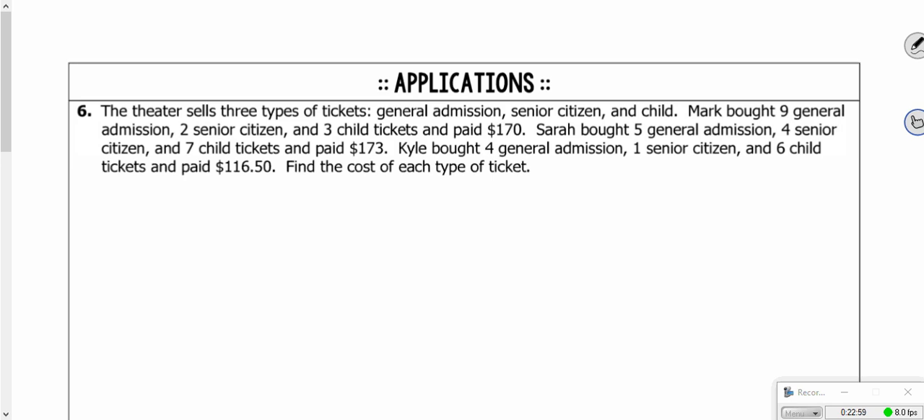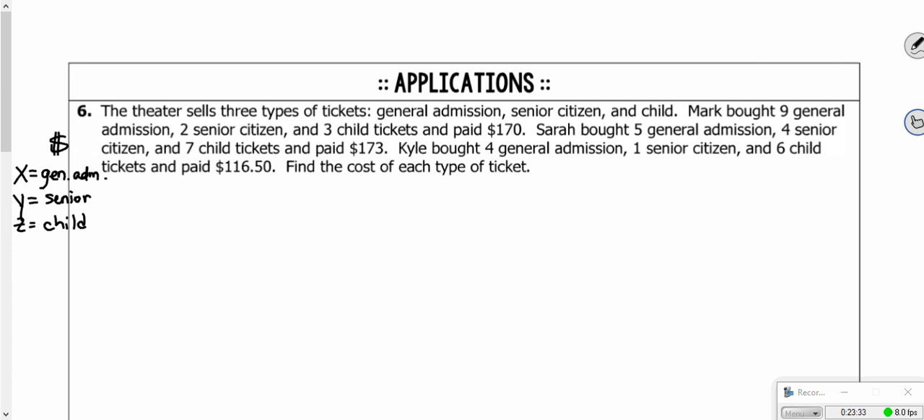We need our 3 equations. First, let's define our variables. So I'm going to say x equals general admission. Okay, I'm going to say y is senior citizen and z is child. Okay, and we're talking number of tickets. Okay, actually no, not number, we're talking price of tickets. So we're talking price here on the x, y, and z.